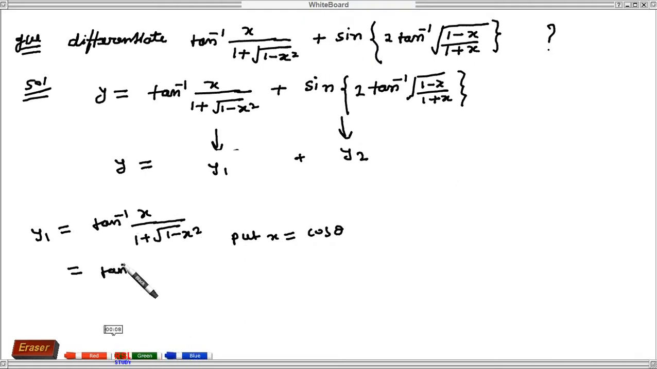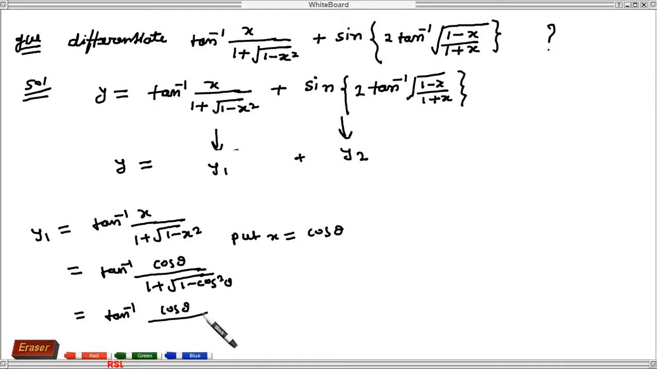In order to remove this under root part, we will put x equal to cos theta. So putting x equal to cos theta, in place of x we will put cos theta. So that will come tan inverse cos theta by 1 plus sine theta, as 1 minus cos square theta is sine square theta and this is under root, so sine theta.